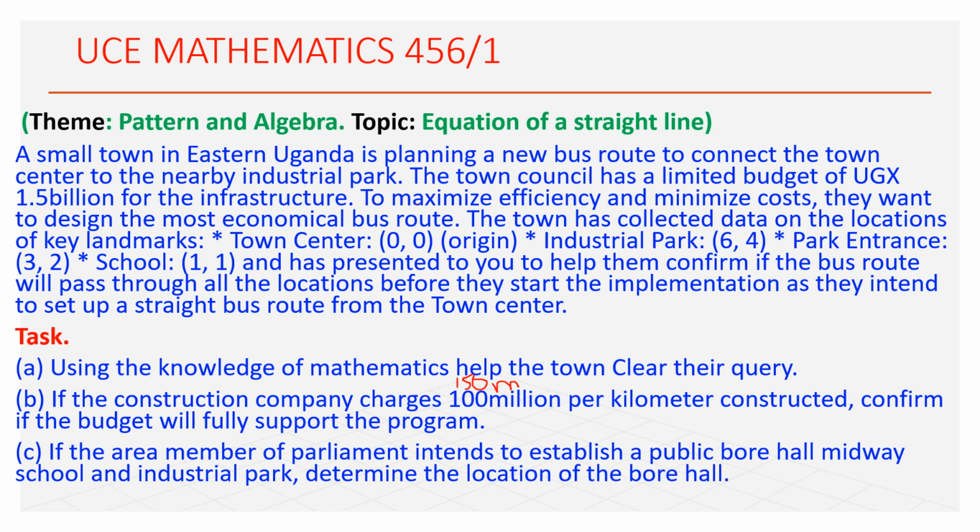So basically what we've been discussing is all highlighted here. We need to get the equation of a straight line and confirm whether the straight line is the same throughout. We need also to confirm whether the money will be enough, meaning we need to know the length of that straight line from the origin up to the industrial park. We need also to know the midpoint from the school to the industrial park, and then we get the position where the borehole will be located.